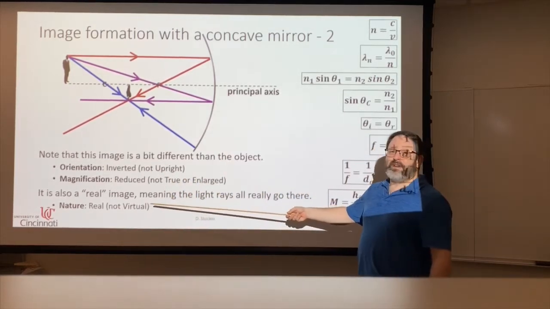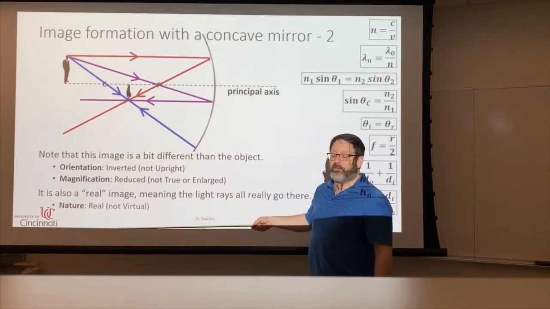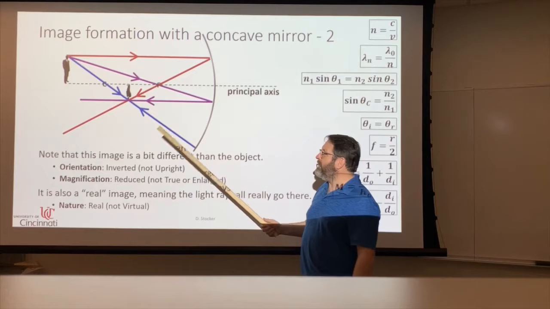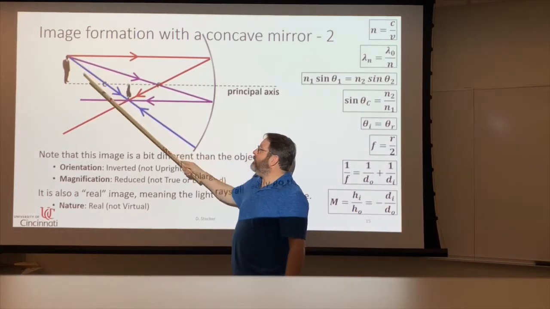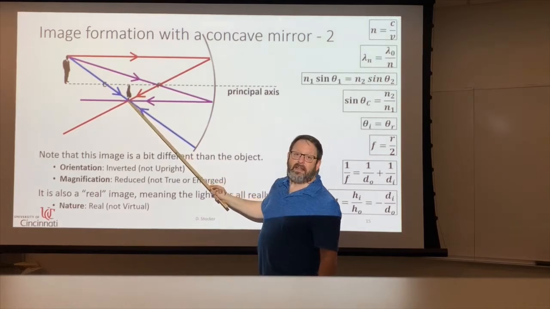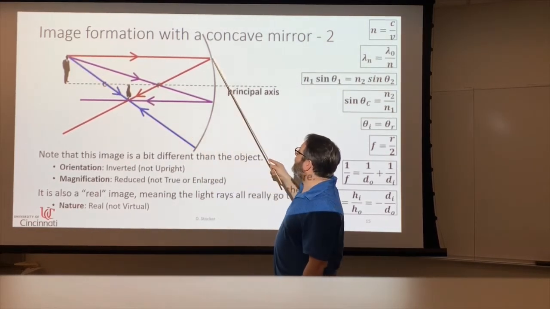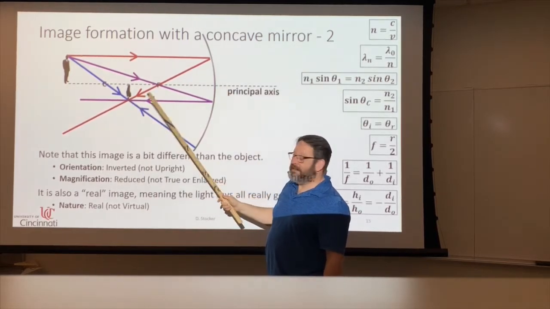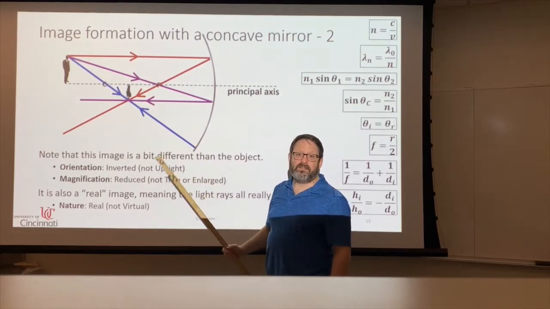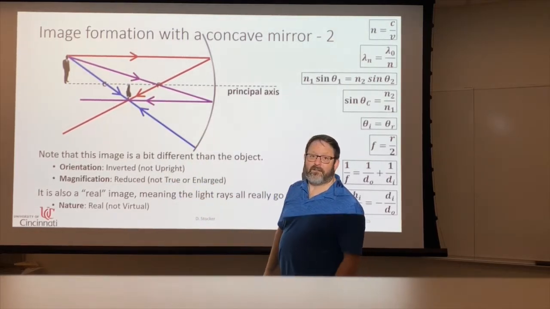This is also a real image. So we talk about the nature of the image. It's either real or virtual. A real image means the light that came from this head really ended up at that head. So if I do a ray trace, it bounces off the mirror, comes back, and hits where the image is. For what a virtual image is, I'll explain that with a different kind of setup.